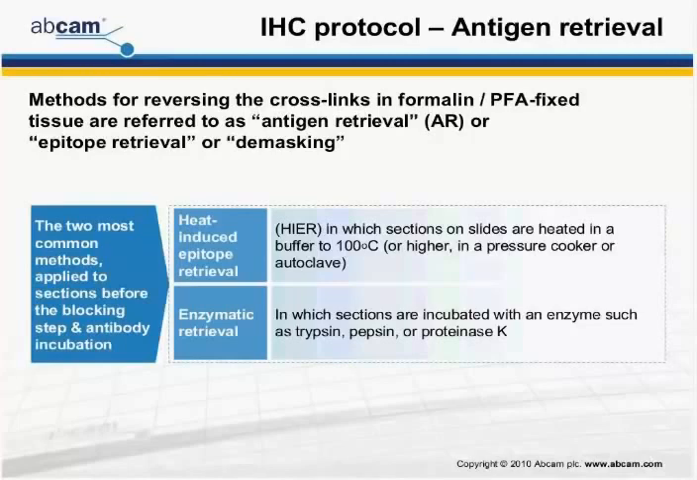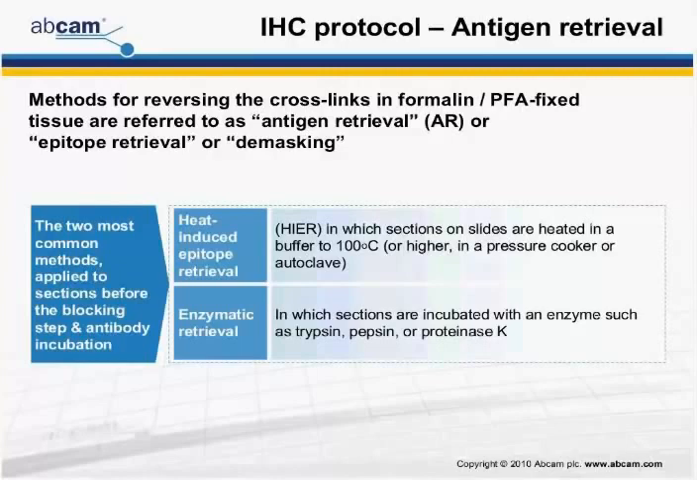In heat-induced retrieval, the sections on the slides are heated in a buffer. And there are two main buffers, the first being a sodium citrate buffer at a low pH of 6, or a Tris-EDTA buffer, and this is at a higher pH of 9. The sections in the solutions are then heated, and this is accomplished either in a pressure cooker. Some people use a vegetable steamer. Additionally, microwaves or autoclaves have also been used.